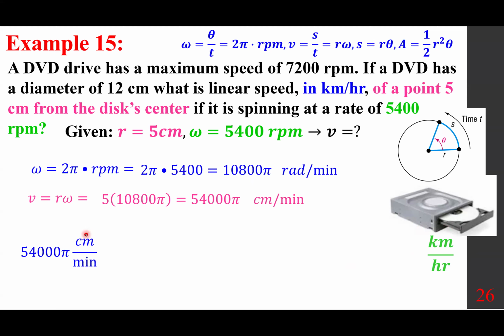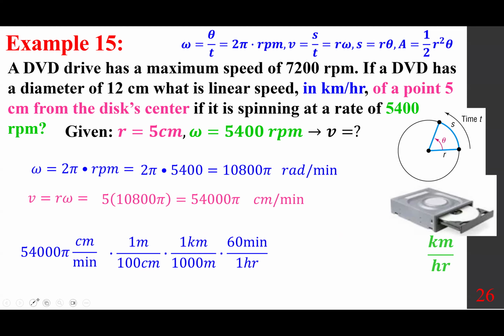So we have centimeters. We want to change it to kilometers. Remember, 1 meter is 100 centimeters. 1 kilometer is 1,000 meters. We want hour. 1 hour is 60 minutes. So I put 1 meter over 100 centimeters, 1 kilometer over 1,000 meters, and 60 minutes over 1 hour.